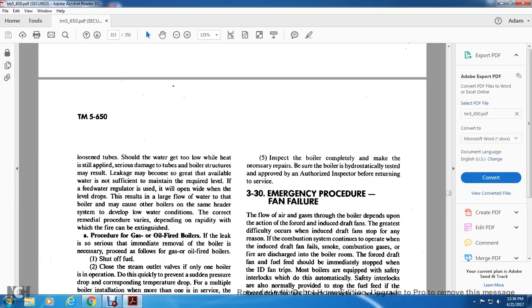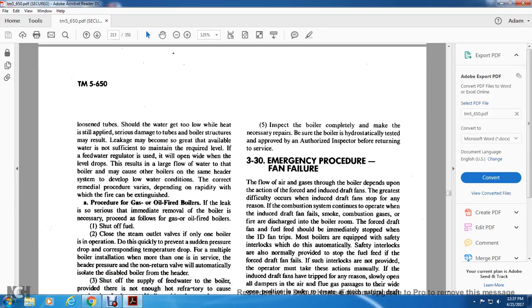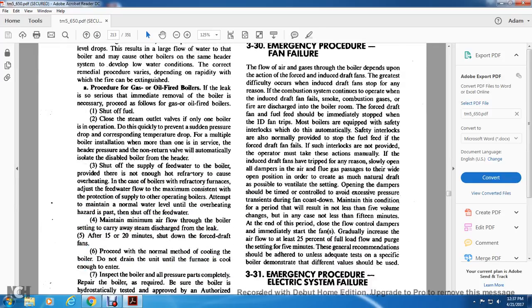structure may result. Leakage may be so great that the available feed water is not sufficient to maintain the required level. If feed water regulators are used, they open wide when the level drops. The result is a large flow of water, so that the boiler may cause the other boilers on the same header system to develop a low water condition. The corrective or remedial procedure varies depending on the rapidity with which the fire can be extinguished.